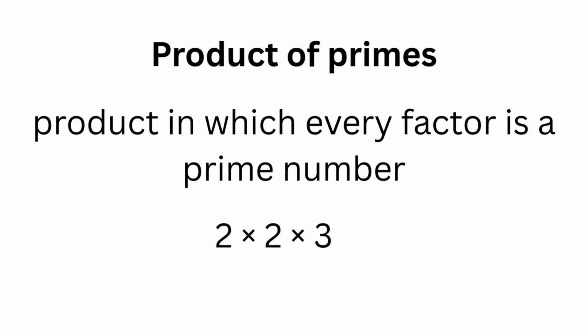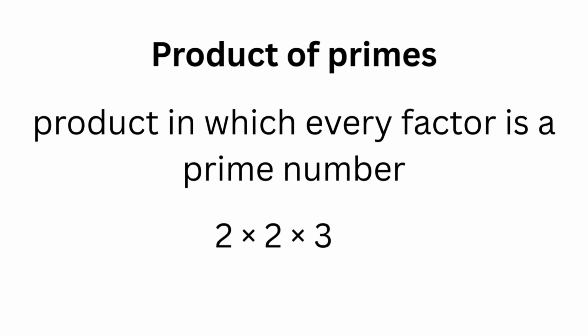Now let's understand what a product of primes is. A product of primes is a multiplication in which every factor is a prime number. Even though 12 has many factorizations, the only one that is a product of primes is 2 times 2 times 3, because all these numbers are prime.